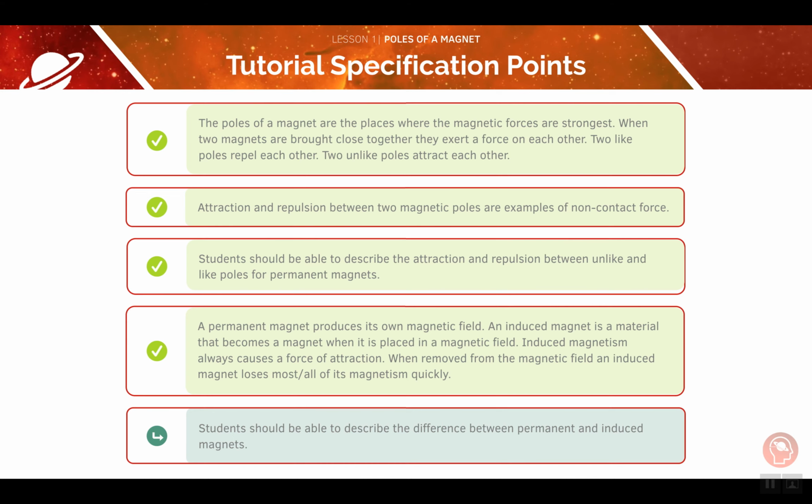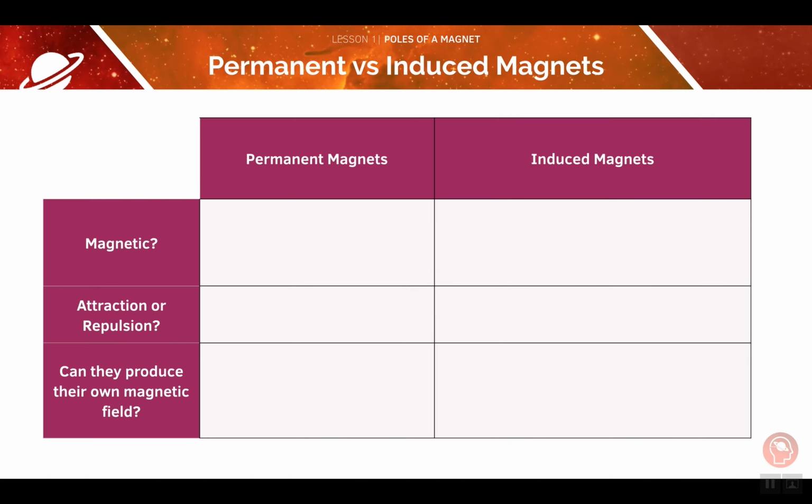Finally, we will look at how to describe the difference between permanent and induced magnets. Let's fill in this table together to look at some of the differences. First, let's cover whether they are always magnetic. Permanent magnets will always be magnetic, whereas induced magnets are only magnetic in a magnetic field.